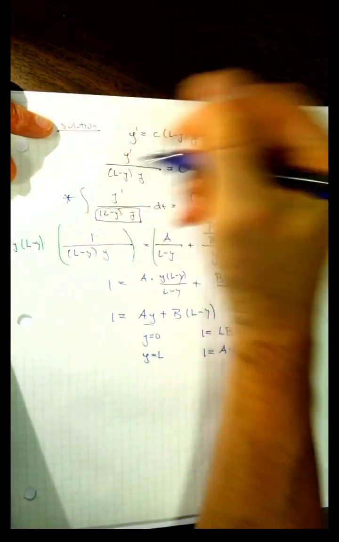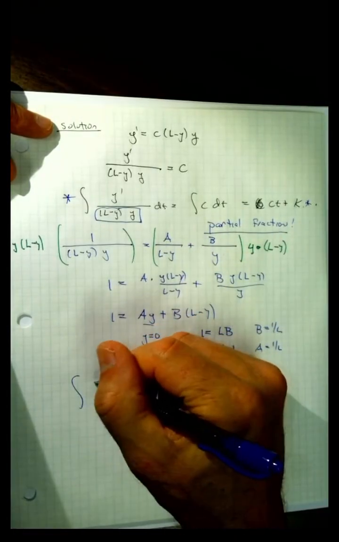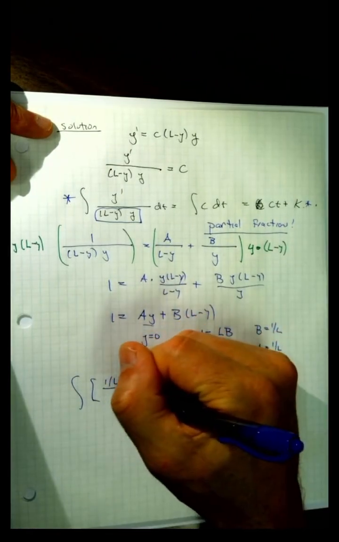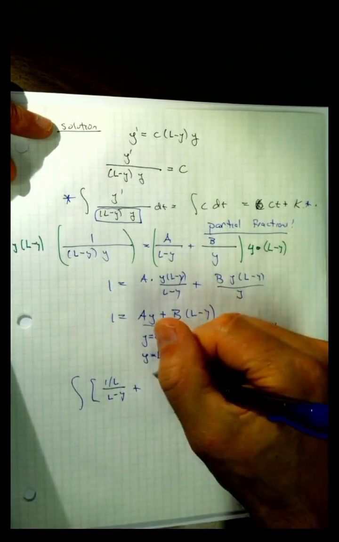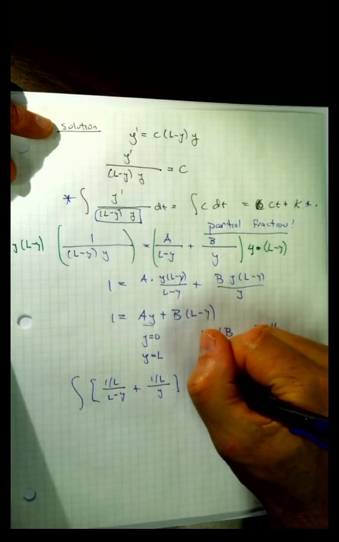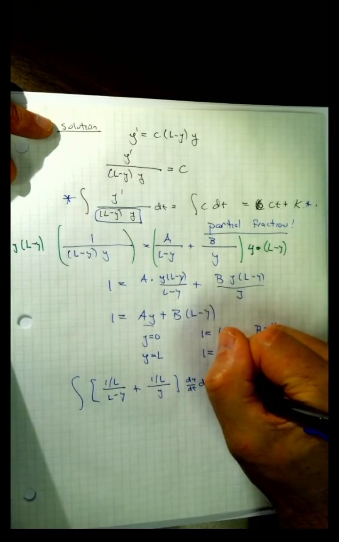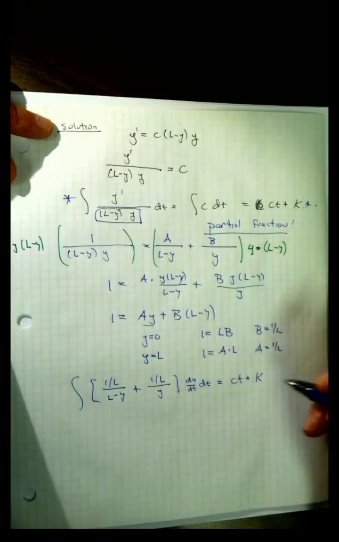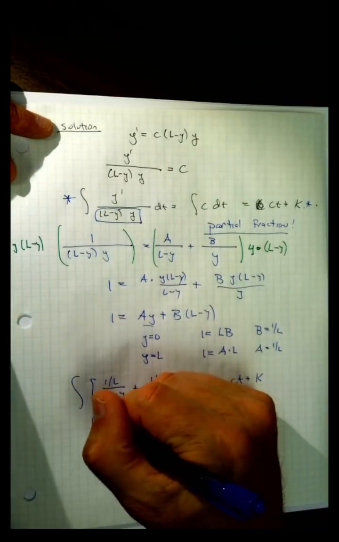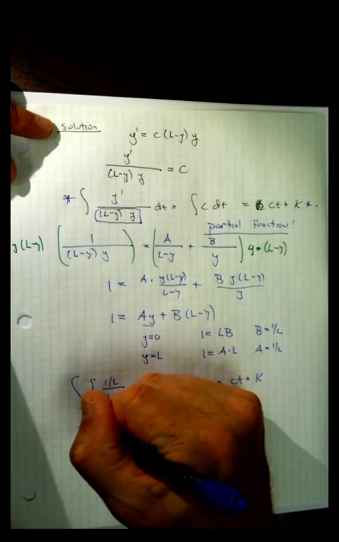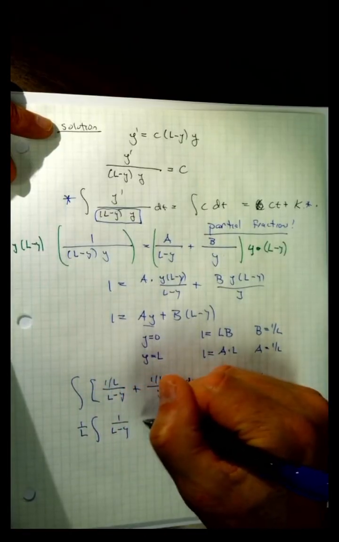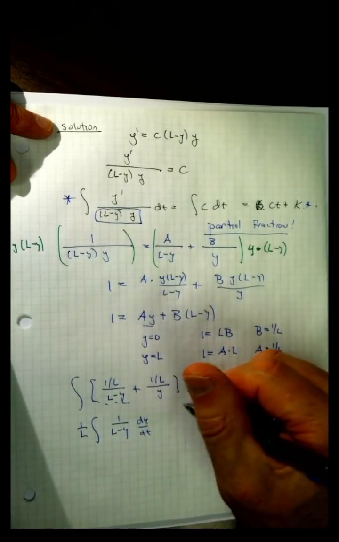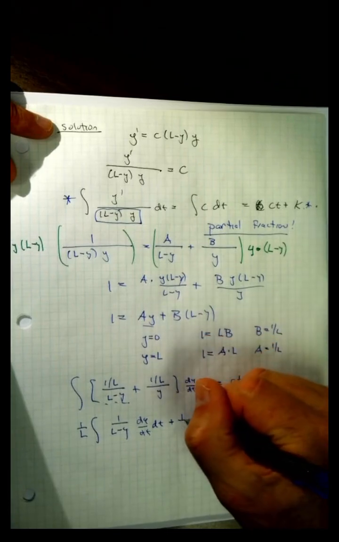So plugging that back into this integral, I'm going to have the integral of, A is 1 over L, B is 1 over L, and then the dy dt goes for the ride, and this is c times t plus constant k. I can break this up into two integrals. This integral, I'm treating L as a constant. And then this integral, I can pull out the constant.